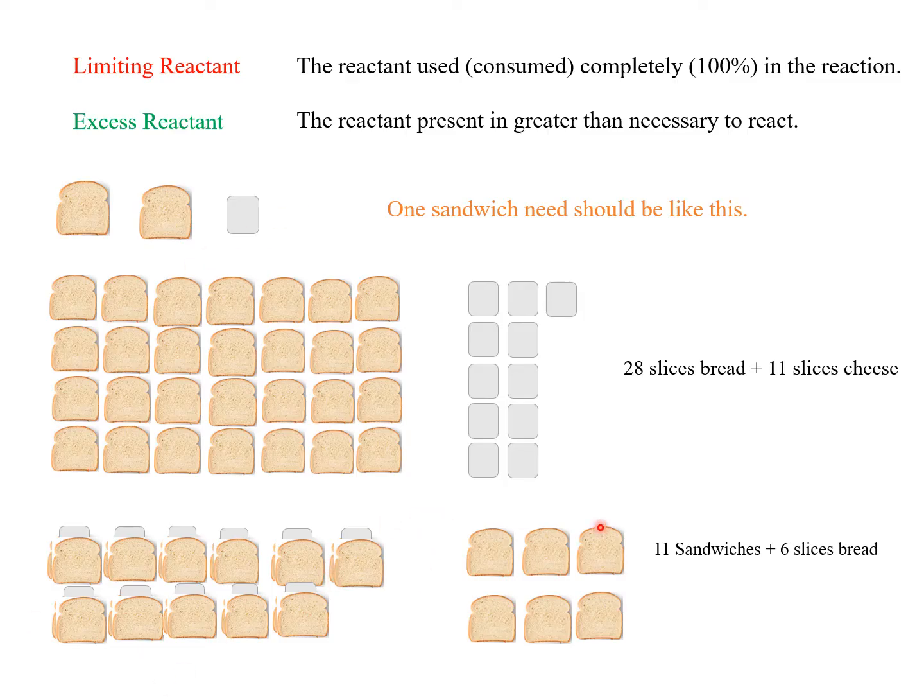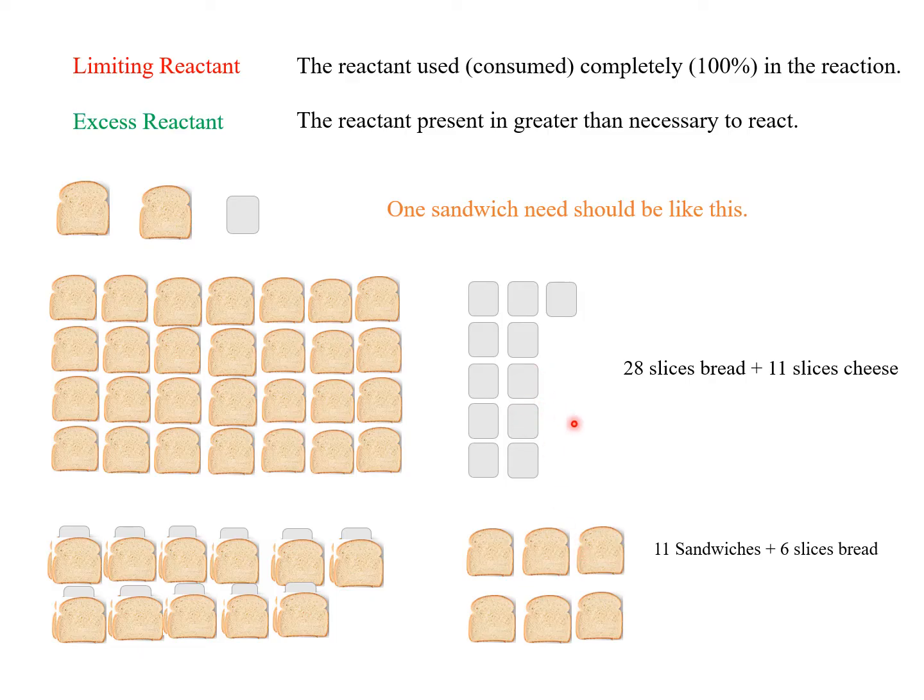Yes, this is your answer. 11 sandwiches we can make and 6 slices of bread remaining as excess at the end of the sandwich making process. Now why do we need to limit the sandwich making at this point? The reason is we don't have enough cheese. We have only 11 slices. That means we can make only 11 sandwiches. However, we have more than enough bread, 6 slices remaining. So cheese is our limiting reactant.